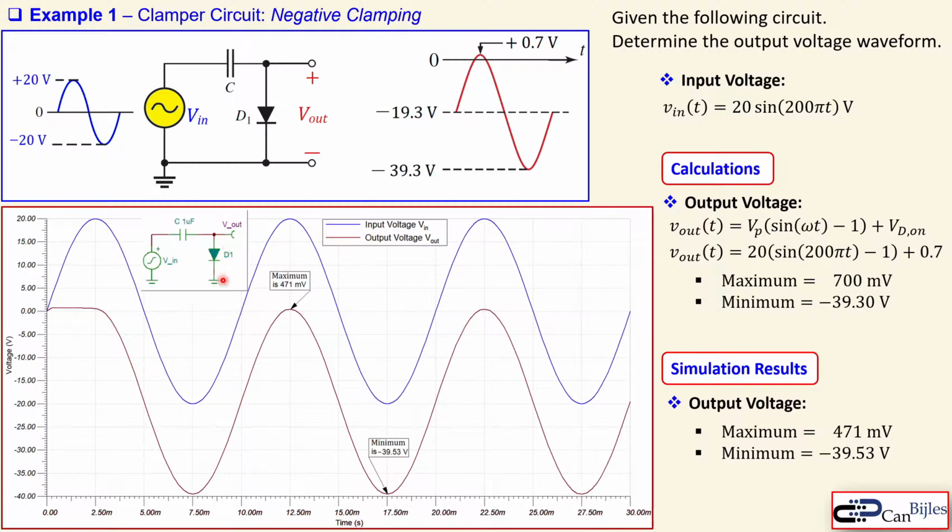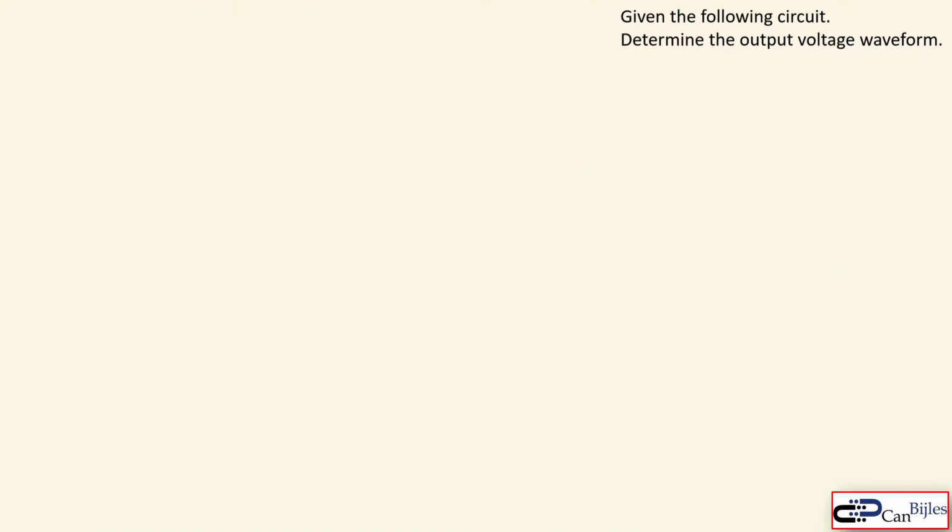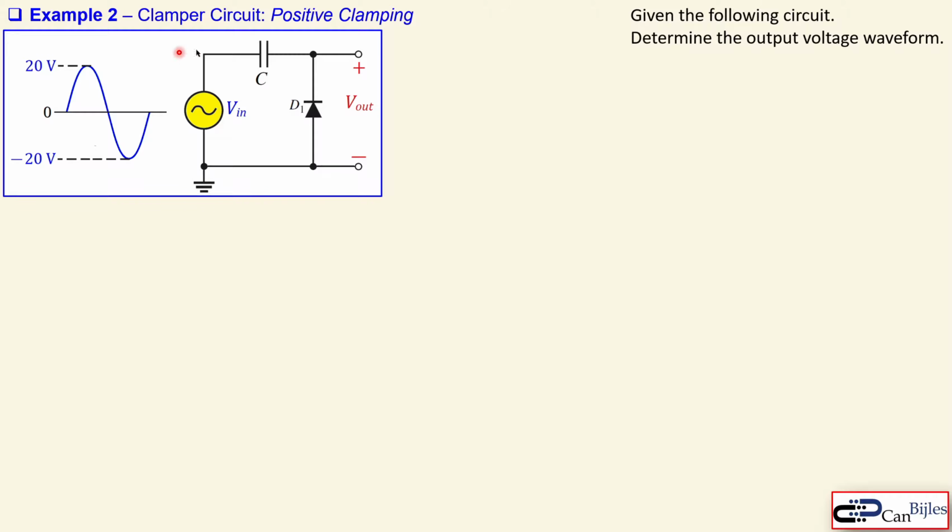So the diode here in this simulator is of course not ideal. It has some model. So you see there is a small error here compared to the calculation, but still very close. Now look at the second example, considering now the positive clamp, and now the diodes are just flipped.